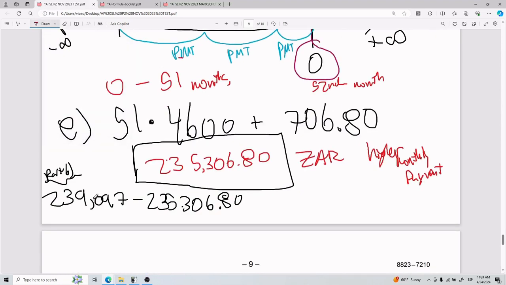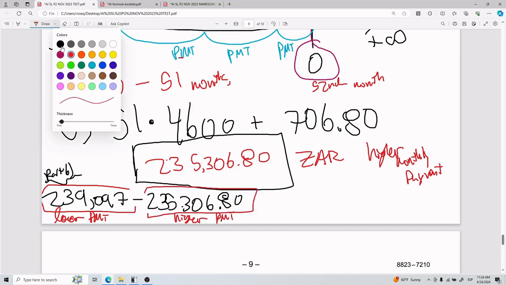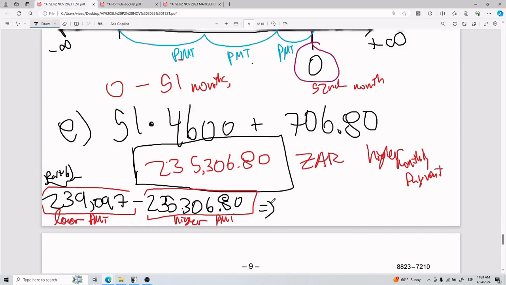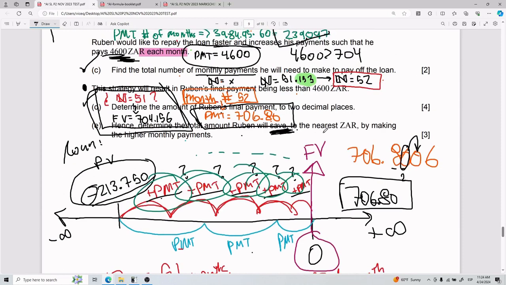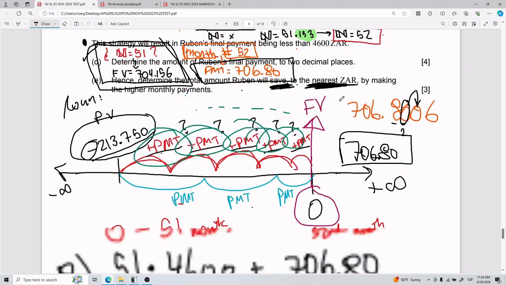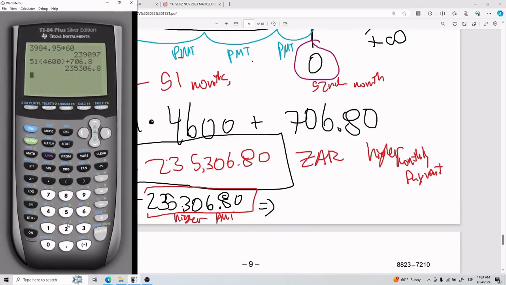More intuitively, think about it this way. This is the lower monthly payment, so the lower PMT, and this is the higher PMT. Okay, so using lower PMT, he pays this total, and using higher PMT, he pays this total. Clearly, there is some amount he saves, and here it's to the nearest rand, okay? So you want to keep the numbers nice and rounded. Let's go ahead and show what happens.